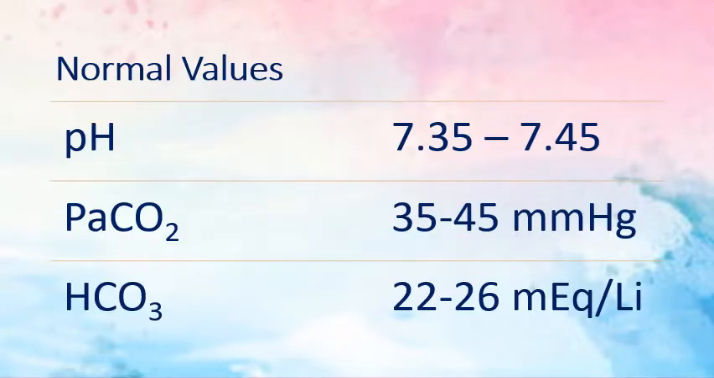For us to interpret the arterial blood gas results, you need to remember the following values. pH 7.35 to 7.45. Partial pressure of carbon dioxide 35 to 45 mm mercury. Bicarbonate 22 to 26 milliequivalent per liter. Try to memorize these values. You may pause the video to memorize these values.